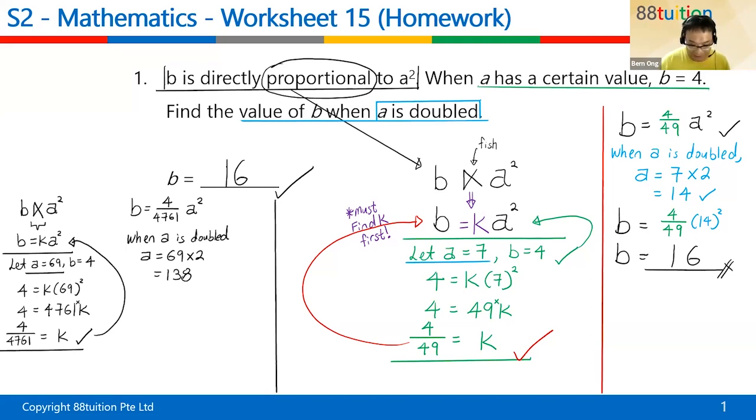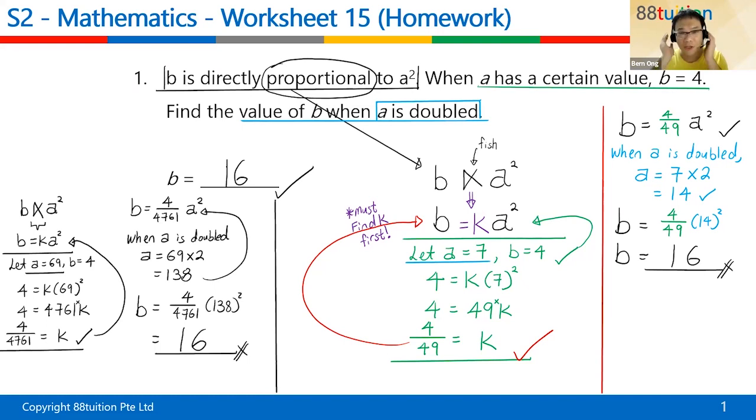You have to substitute into your A. Your objective is to find B, right? So B will be equal to, the question asks for B, 4 over 4761, 138 square. Can somebody please press your calculator? Tell me the answer for B. Is it 16? Somebody press your calculator. What's the answer? 16. You see?